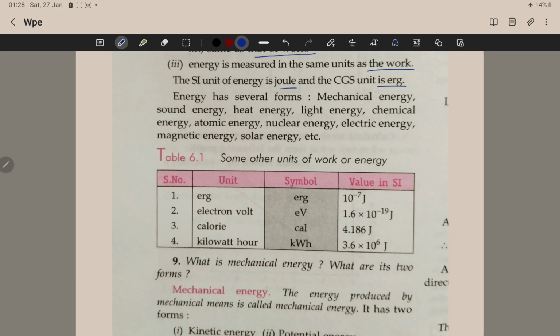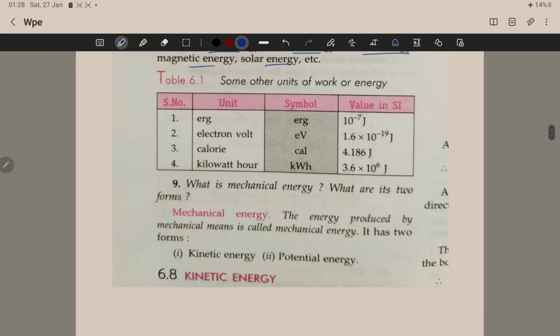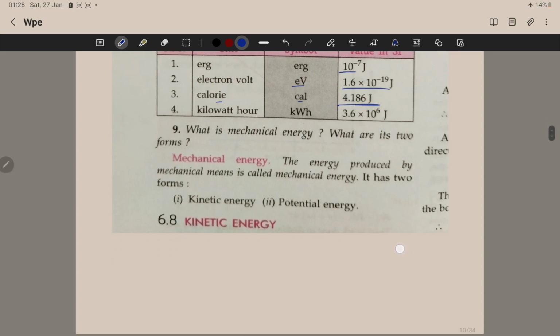Now energy has several forms. Energy can be in the form of mechanical energy, sound energy, heat energy, light energy, chemical energy, atomic, nuclear, electrical, magnetic, and solar energy. So energy can be of different types. There are some conversions given, like erg. If we convert erg into SI unit, it becomes 10 raised to the power minus 7 joule. Like electron volt, eV, if we convert this in terms of joule, this is the value. Calorie we can convert in terms of joule, so it becomes 4.186 joule. Kilowatt hour, if we convert this into joule, this is a unit conversion.